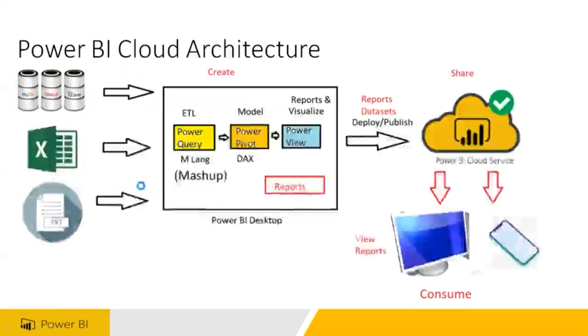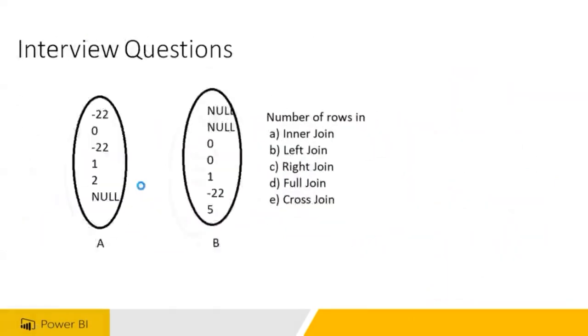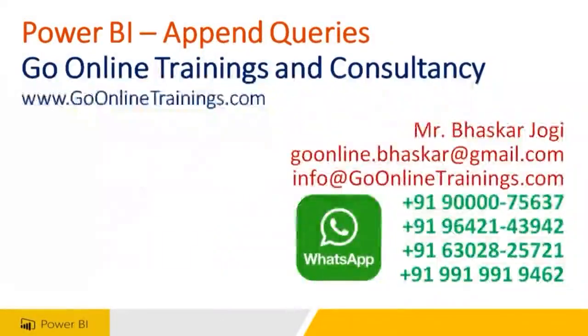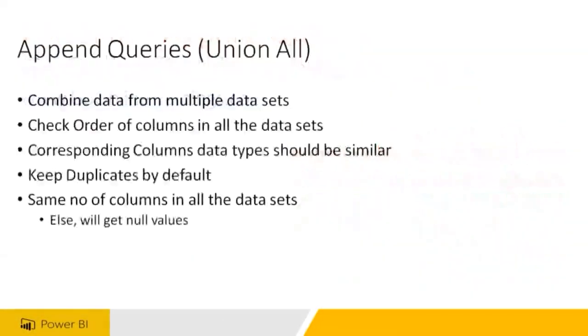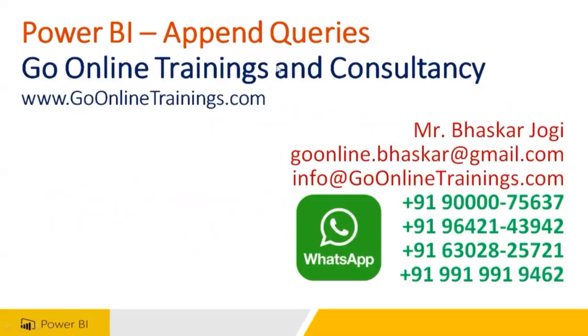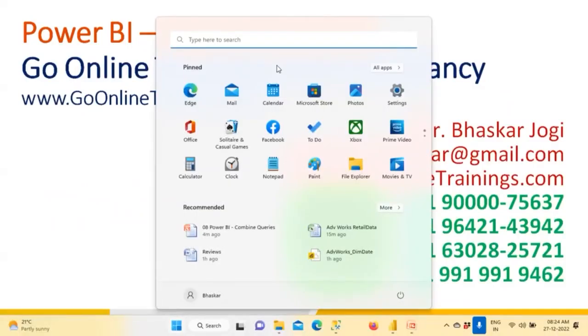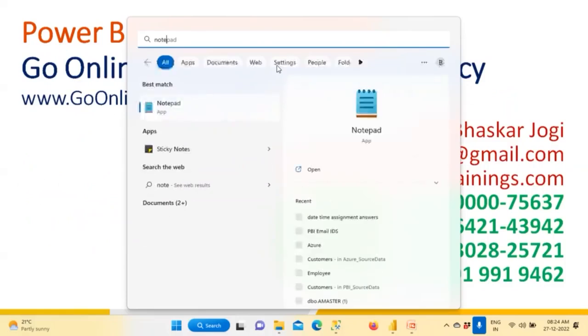We knew joins, right? Now I'm going to be talking about union all. So union all is called appending queries. Okay, so what is the meaning of union all? Combine the data from multiple data sets. Before that, let me tell you when should I use join, when should I use union, and what is a union all.